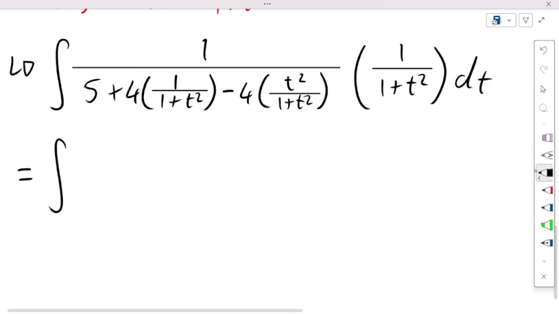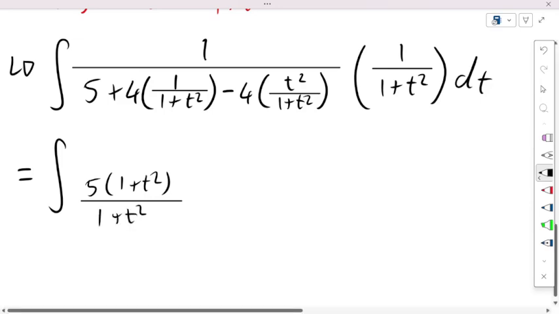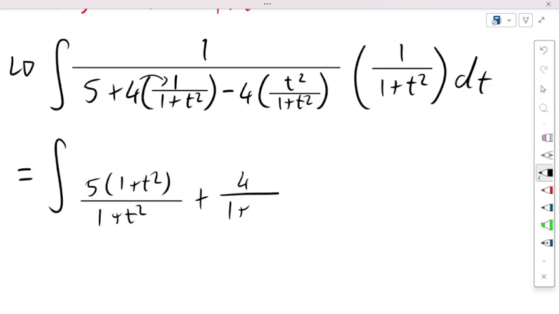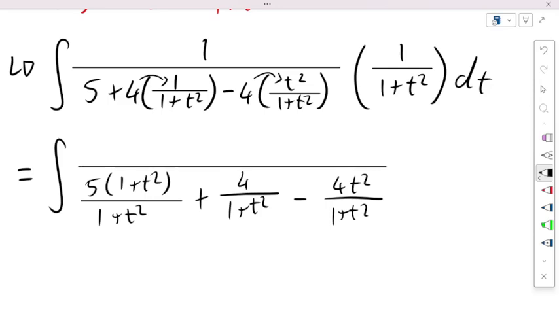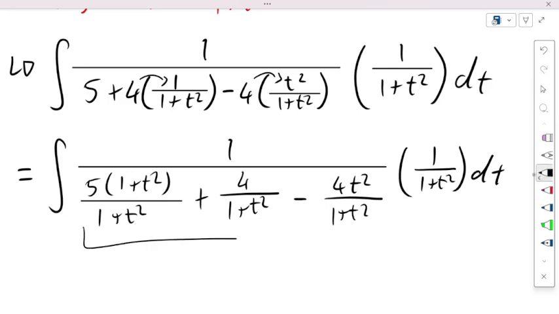So we're going to rewrite it as 5 into 1 plus t squared divided by 1 plus t squared. And this is going to be plus 4. We're going to multiply the 4 into the 1, so it's going to be 4 over 1 plus t squared, minus, and we're going to multiply the 4 into the t squared, so it's 4t squared divided by 1 plus t squared. And then we have this in the denominator, multiplied by 1 over 1 plus t squared dt. Whoa, and now we can write down everything in one fraction.